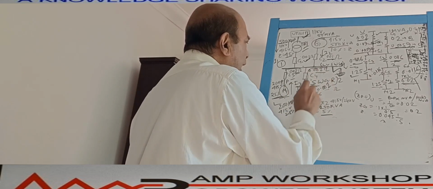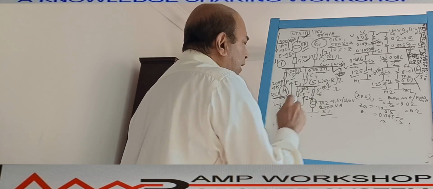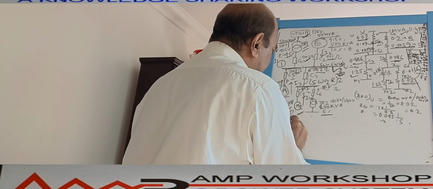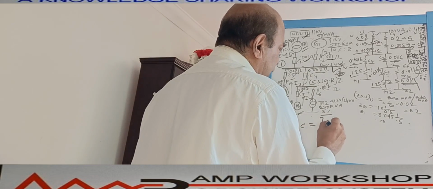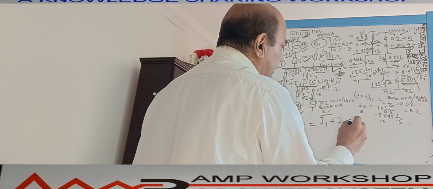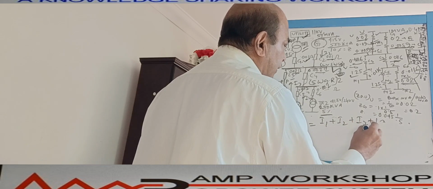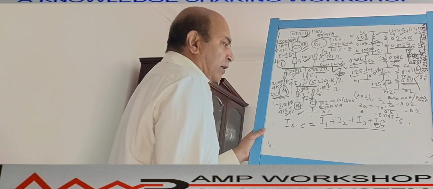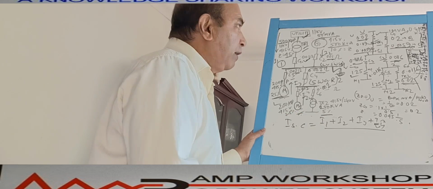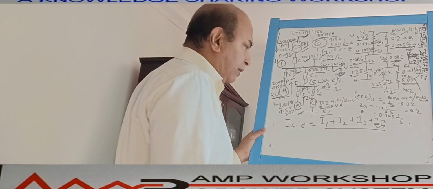Ultimately, this is I4, that is the fourth branch of current. So what will the total short circuit current at the fault point be? I1 short circuit plus I2 plus I3 plus I4. This is the total short circuit current, these four branches of current. So we have to calculate these four currents from this equivalent circuit, right?